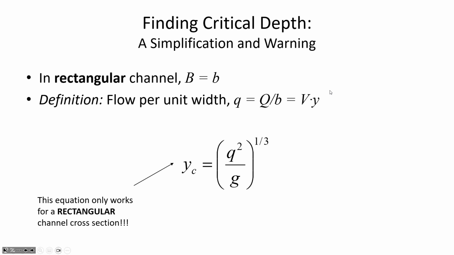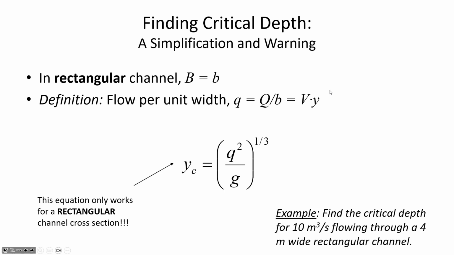But if you do have a rectangular channel, then it's easy to calculate the critical depth. So for this example that we've been looking at of 10 cubic meters per second going through a rectangular channel, we know the flow per unit width is 2.5 meters squared per second. So for 2.5 meters squared per second, then y sub c is flow per unit width squared divided by g to the 1/3 power. So let's just see, if we square 2.5, that gives us 6.25.